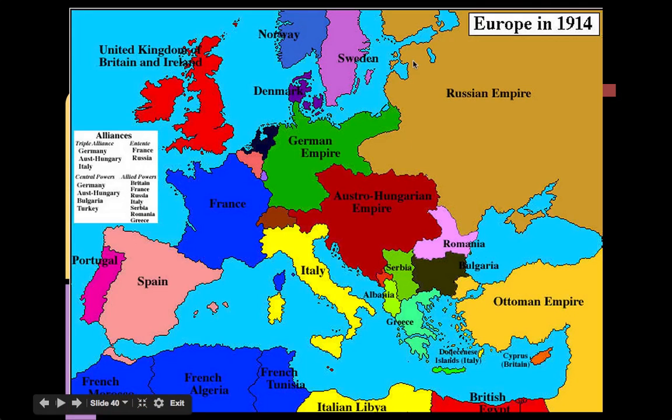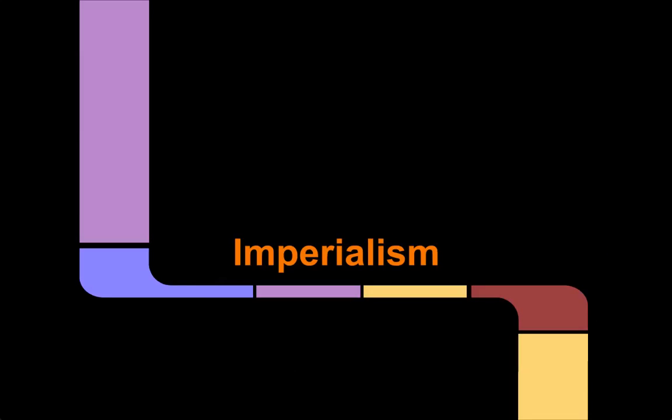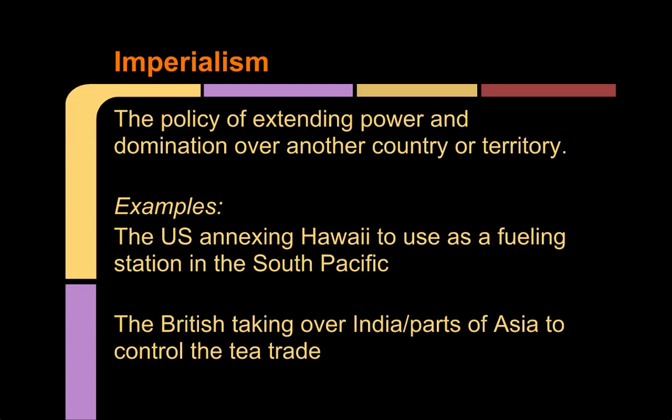So this is Europe in 1914. I just want you to take a look here. Russian Empire, Ottoman Empire. And we're going to move on and talk about imperialism. So this is a new big concept. We're moving away from nationalism. We're talking about imperialism. So first of all, imperialism is the policy of extending power and domination over another country or territory. When you think imperialism, you need to think like empire. European nations are going to start taking over areas in South America and Africa and making it their own, and in Asia as well.